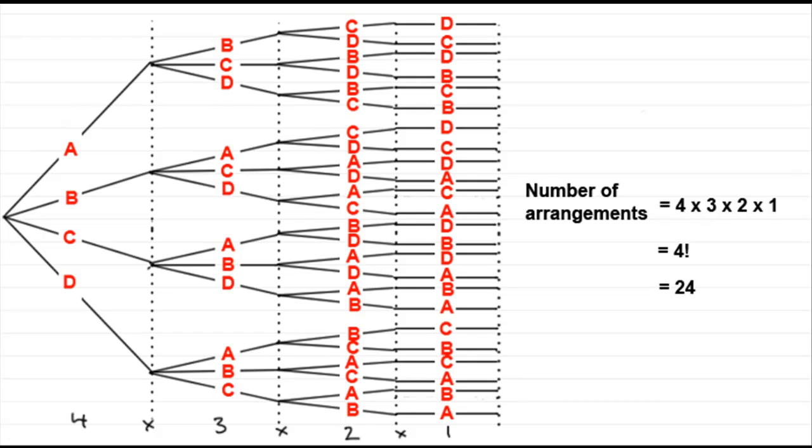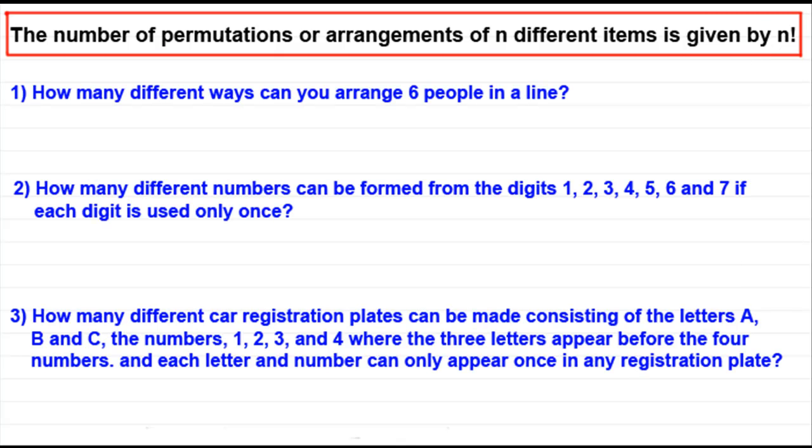Okay, so where is this taking us? Well, we should be able to realize that the number of permutations or arrangements of n different items is given by n factorial. Now I've got 3 questions here which I would really suggest you have a go at, especially number 3. So pause the video and come back when you want to check your answers and I'll run through them.